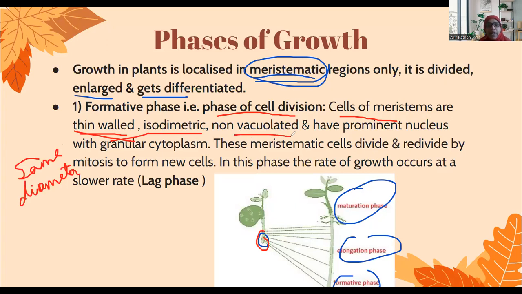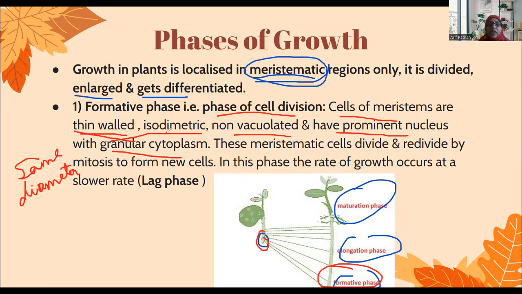They are non-vacuolated, as a differentiated structure has not yet been formed. A prominent nucleus will definitely be there, and they will have a granular cytoplasm. So during the formative phase, when the cells are actively growing, they will have these characteristic features. The cell wall will be thick.